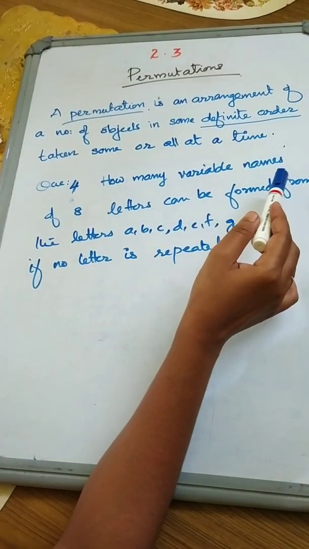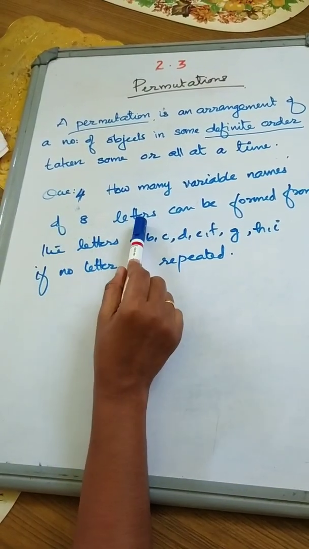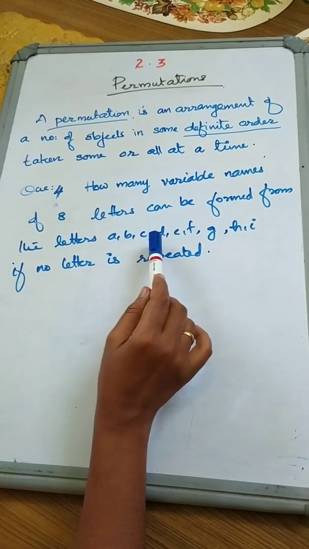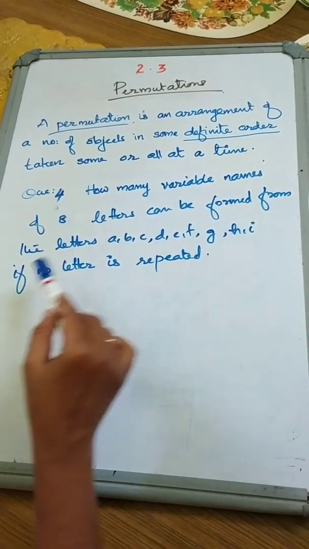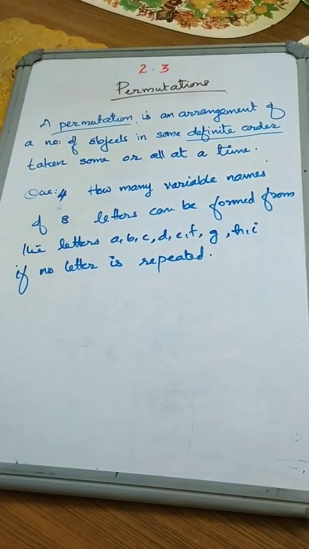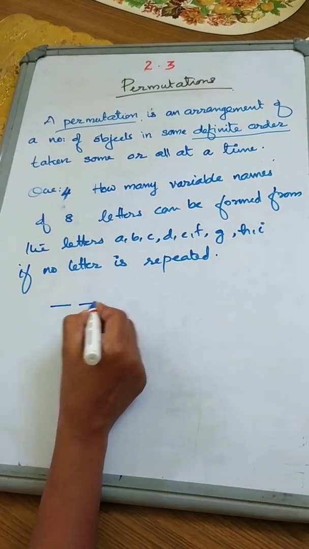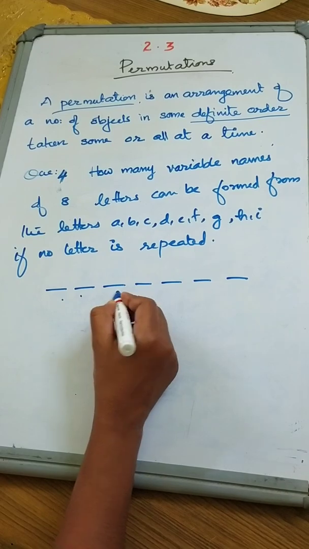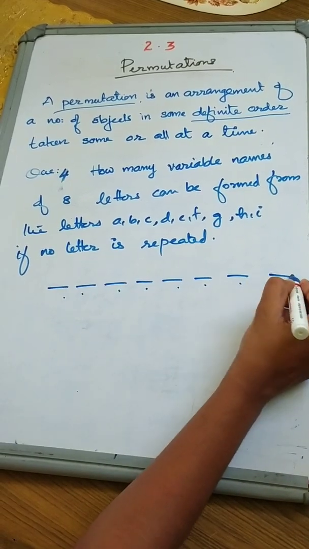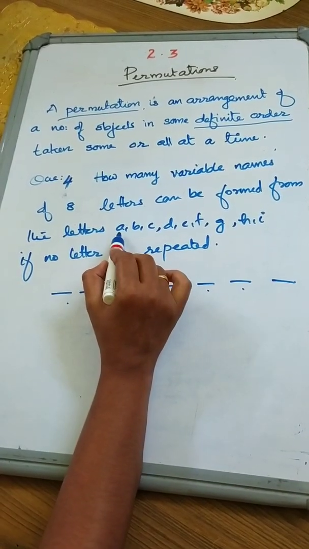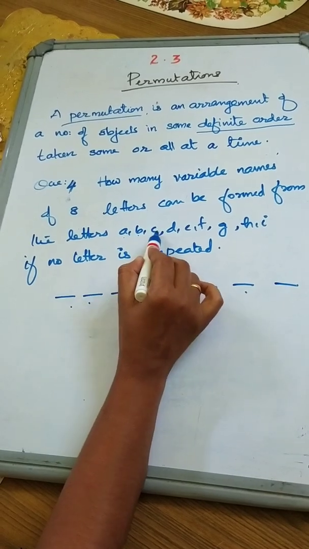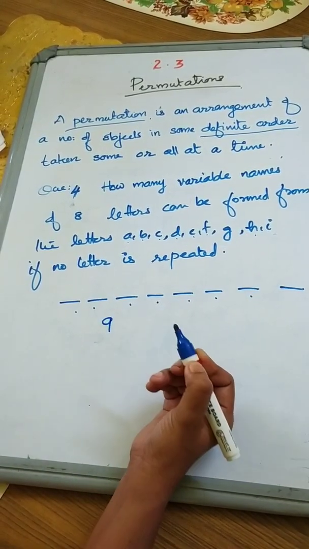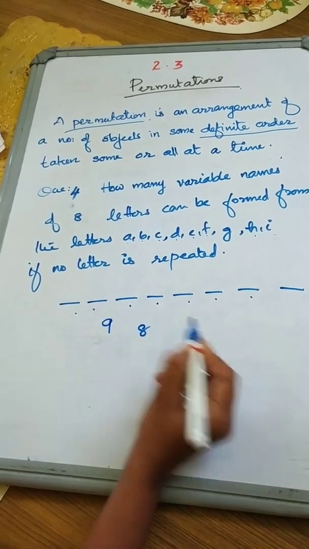How many variable names of 8 letters can be formed from the letters A, B, C, D, E, F, G, H, I if no letter is repeated? So we have to form an 8 letter name, an 8 letter word. And how many letters are there? 1, 2, 3, 4, 5, 6, 7, 8, 9. So we have 9 letters.